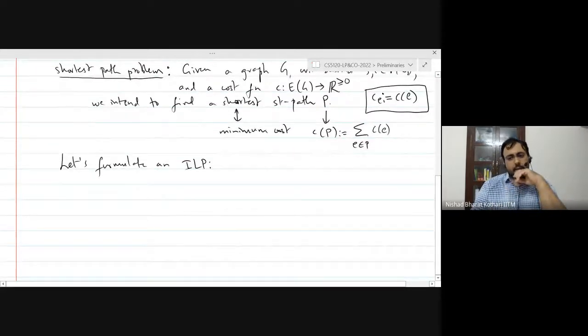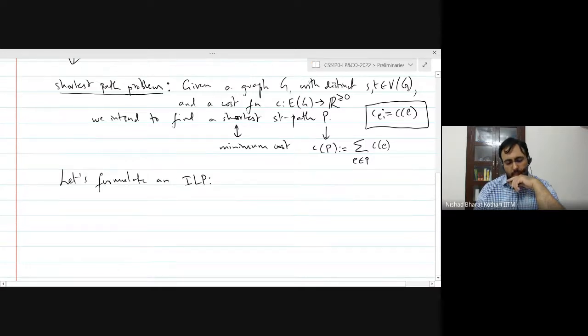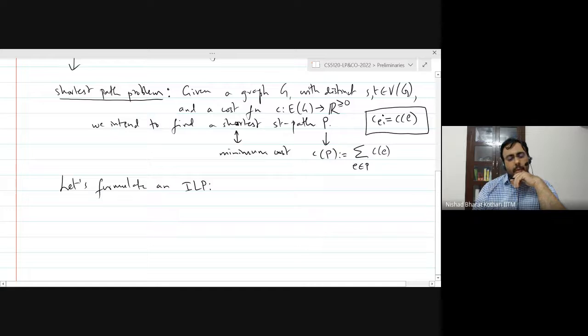So what should our variables be? You might want to recall the minimum cost perfect matching problem, where we had to find a perfect matching of minimum cost. Right? Here we want to find a shortest path, a shortest ST path. So what do you think should be our variables? What is it that we need to choose?